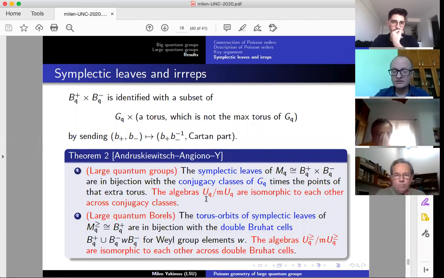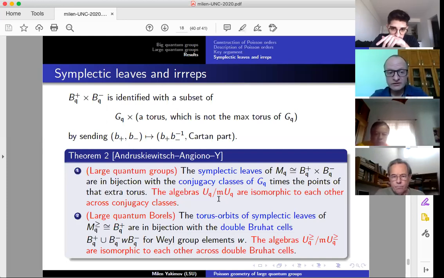In other words, if we look at these finite dimensional quotients of the large quantum groups by all possible maximal ideals, these algebras are isomorphic across each conjugacy class. So we still don't know what the irreducible representations of these algebras are, but we can say that there is an invariance along conjugacy classes, which drastically reduces the complexity of the problem.